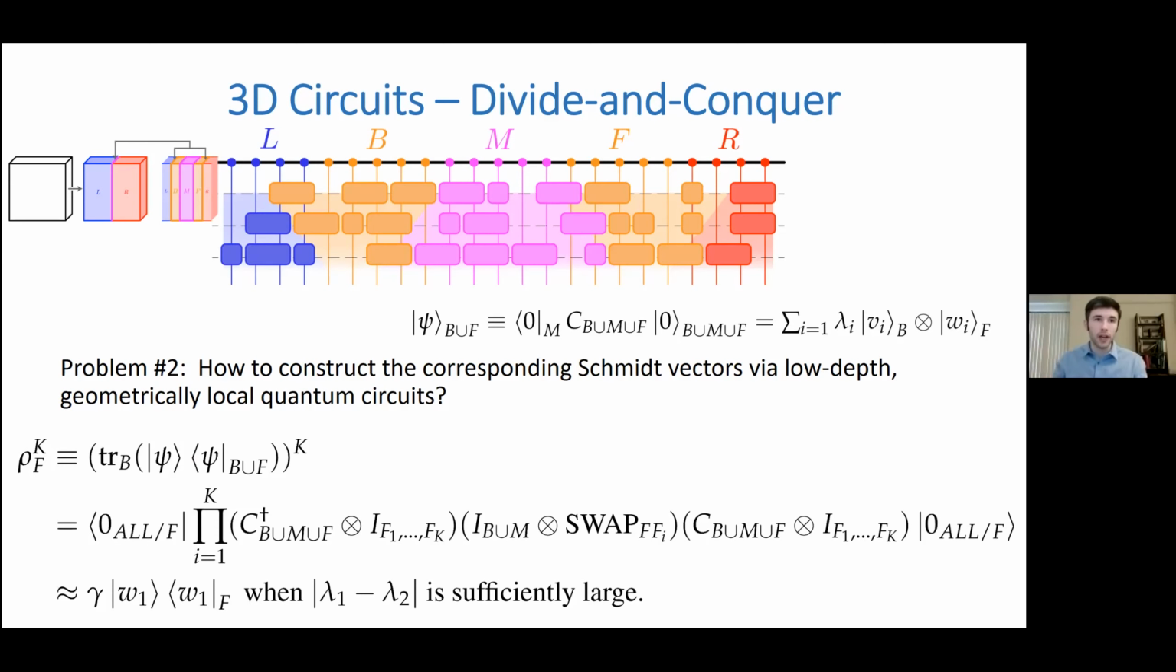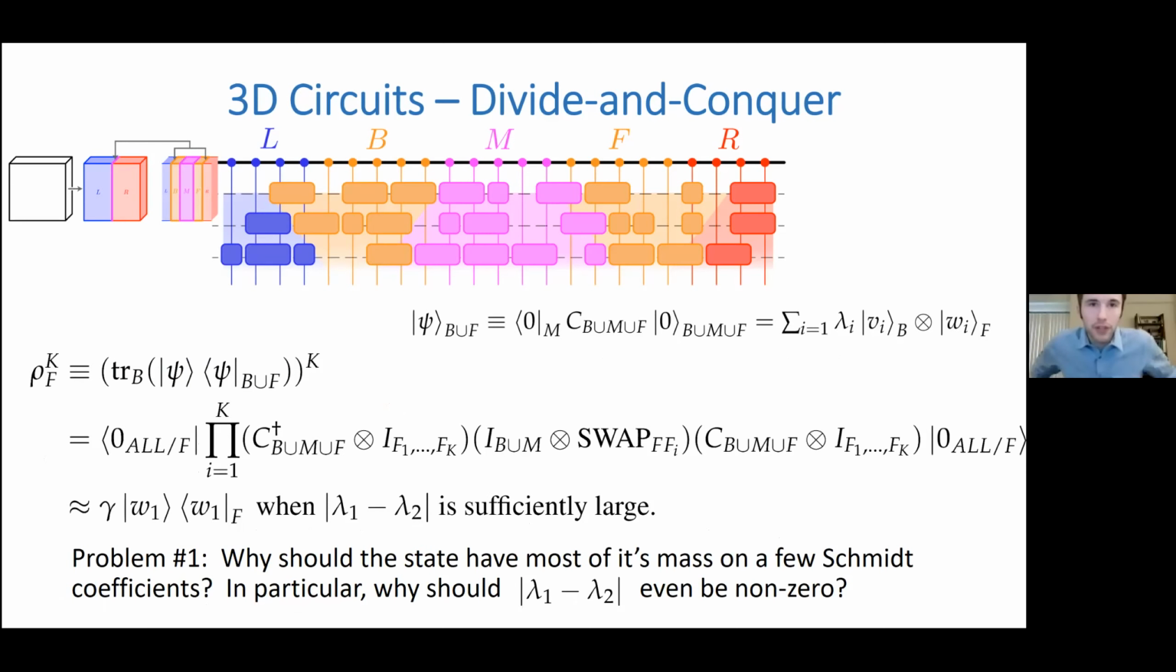Okay, but of course there's a problem, which is how do we know that the Schmidt coefficients are gapped in this manner, right? And this is related to the original problem number 1. How do we know that most of the Schmidt mass, or most of the mass of the Schmidt coefficients, is on just a few Schmidt coefficients?